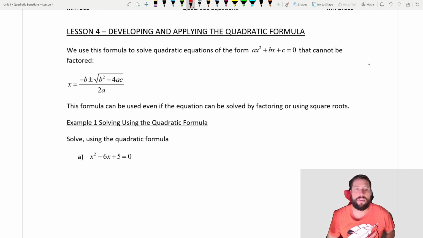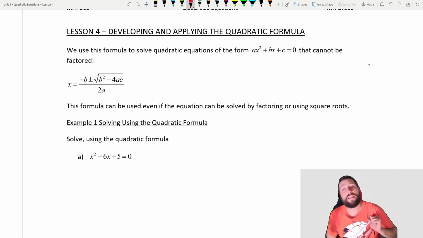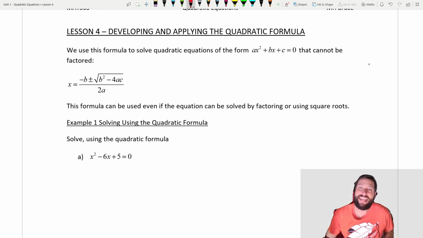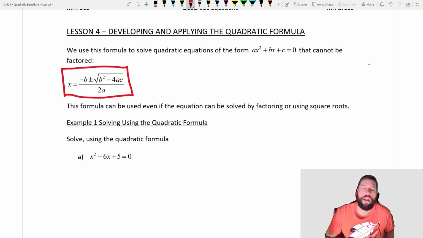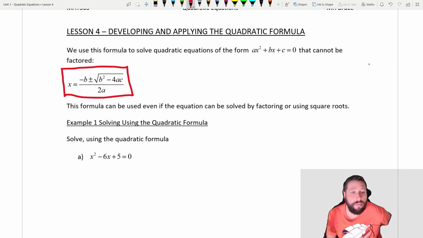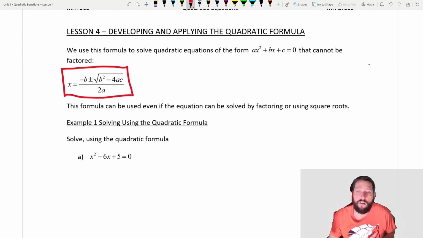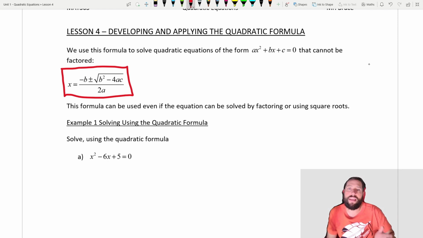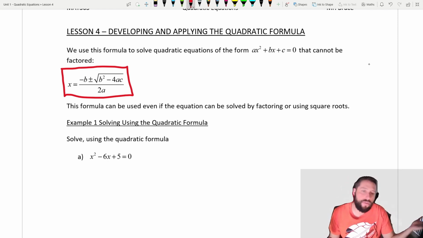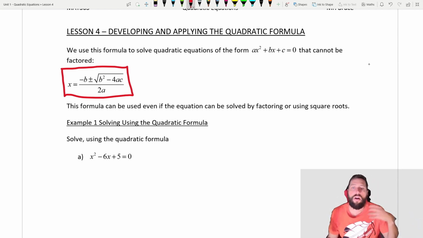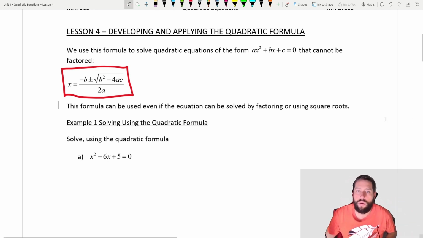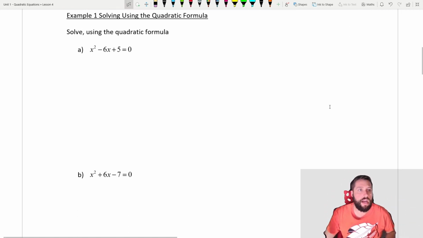We can use this formula to solve quadratic equations of the form ax squared plus bx plus c is equal to 0 that cannot be factored. So here is our formula. x is equal to negative b plus or minus the square root of b squared minus 4ac, all over 2a. This formula can even be used if the equation can be solved by factoring or using square roots. So even if it can be factored, you can still use this formula instead of factoring or using square roots, okay?